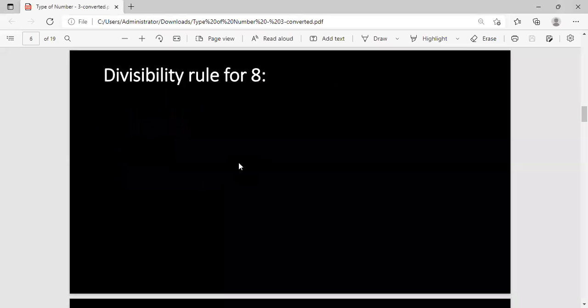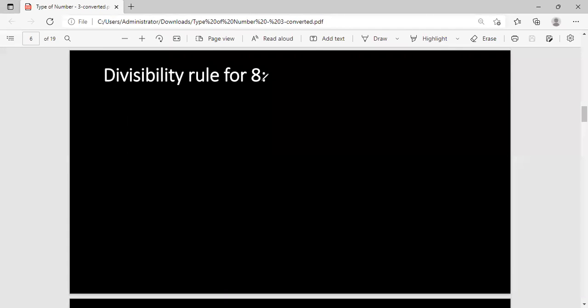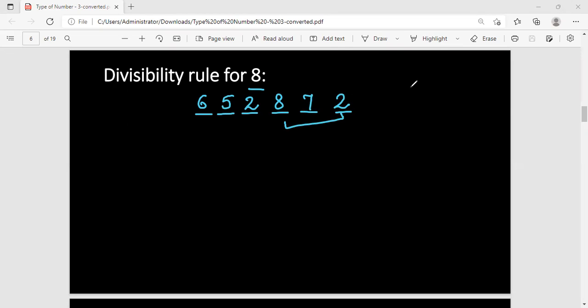Now let us try to do more divisibility rules. Divisibility rule for 8. In the divisibility rule for 8, what are you going to do? Let us take 652872. Whether this number is divisible by 8 or not, we check by taking the number formed by the last 3 places. So 872. Is it divisible by 8? Yes.